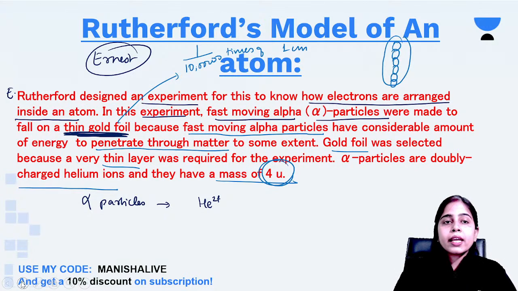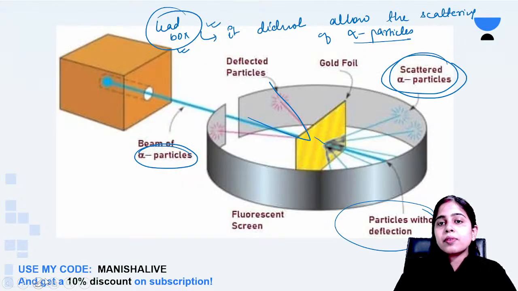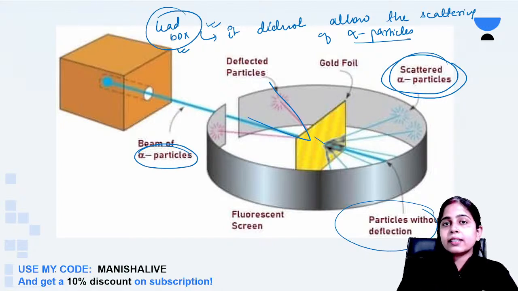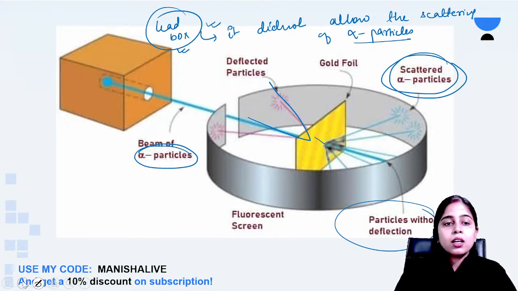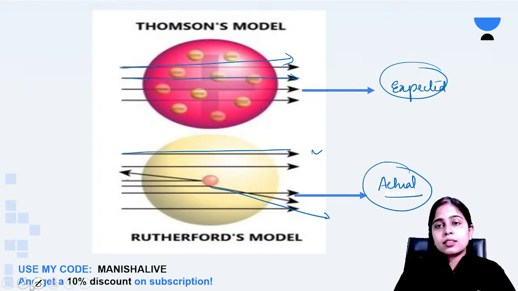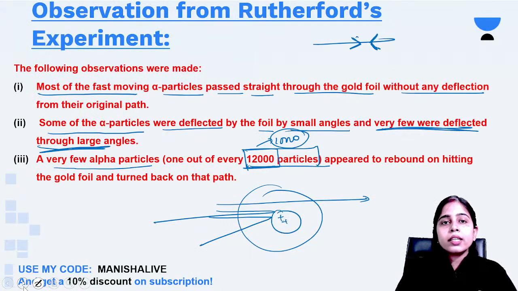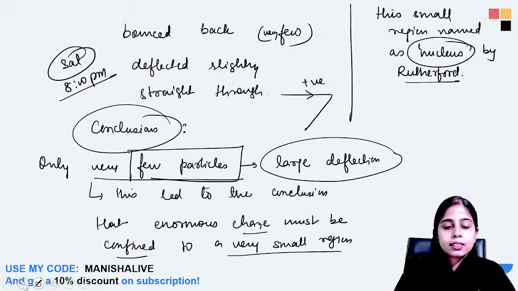Again we studied how Rutherford designed the gold foil experiment. He used alpha particles to hit the gold foil, and the results were astonishing, because he found that certain particles were getting deflected by certain angles, some were crossing undeflected, and 1 out of every 12,000 or 10,000 particles was rebounding to its original path. This was a very surprising finding, because it was not matching with Thomson's model. These findings we have already discussed.